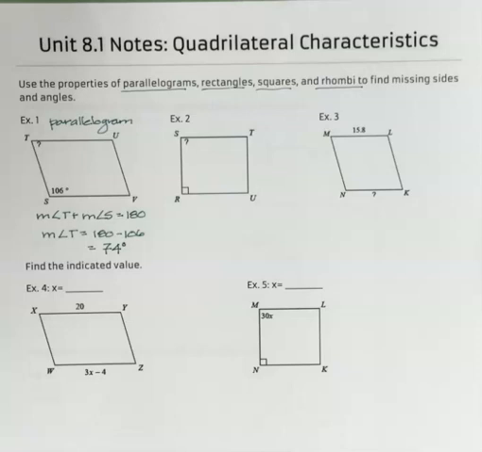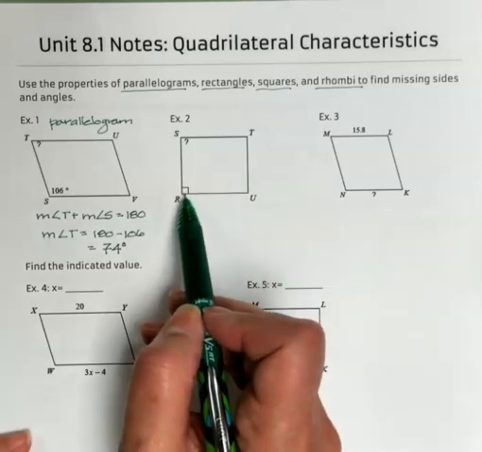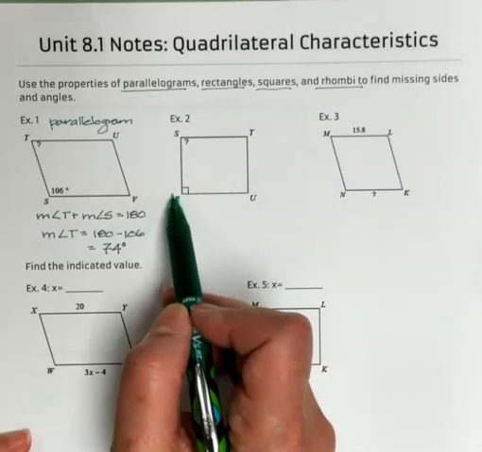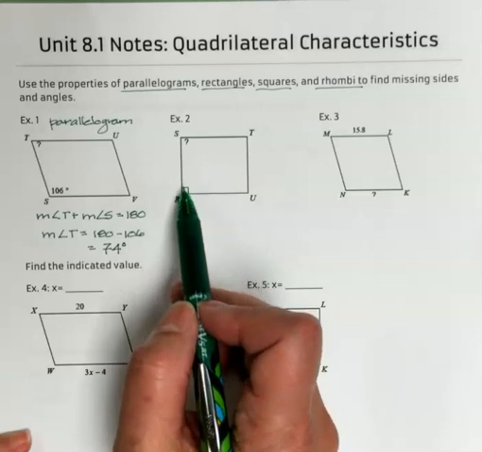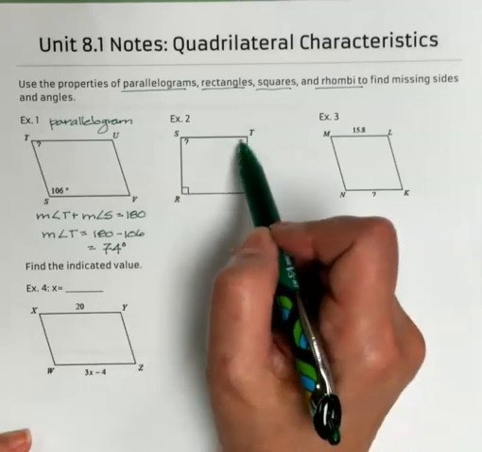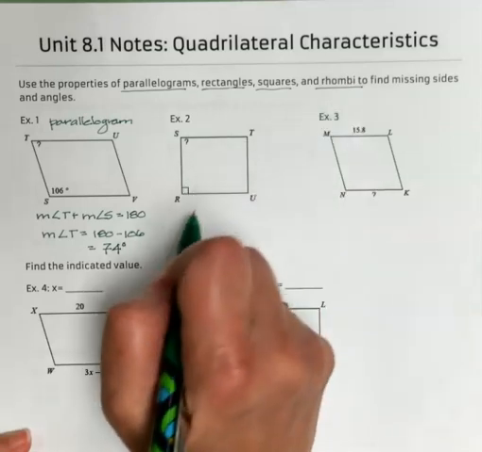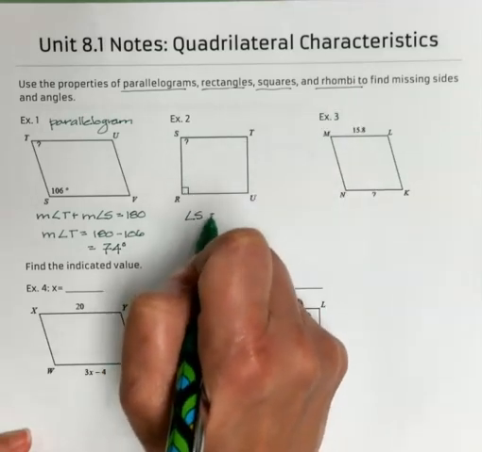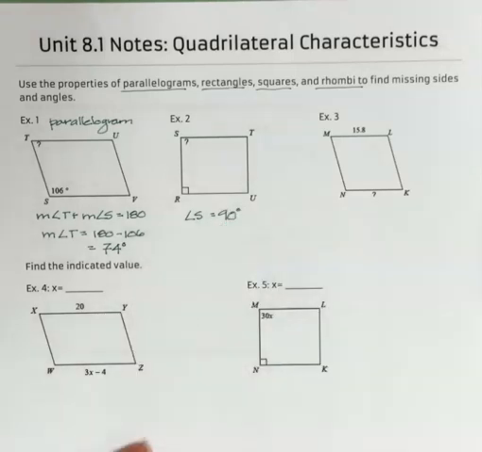Example 2 looks like a square, could be a rectangle, but notice that we have a right angle here. If we have one right angle, we know if it's a subgroup of the parallelogram, we know that consecutive angles are supplementary and opposite angles are congruent. So by that logic, we know that the measure of angle S is 90 degrees.